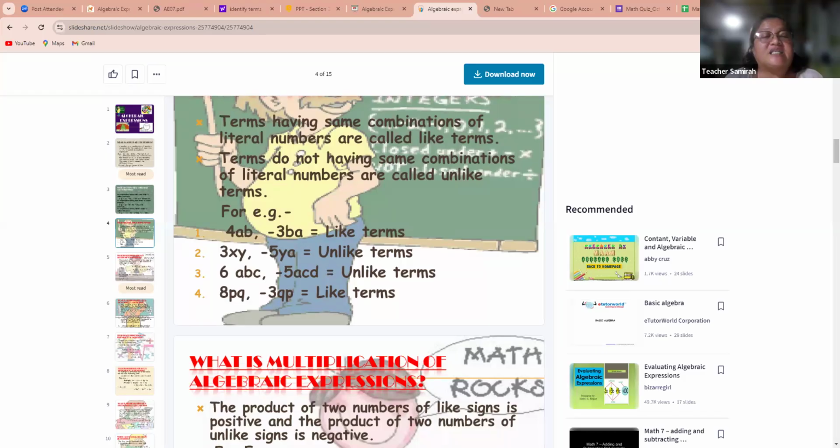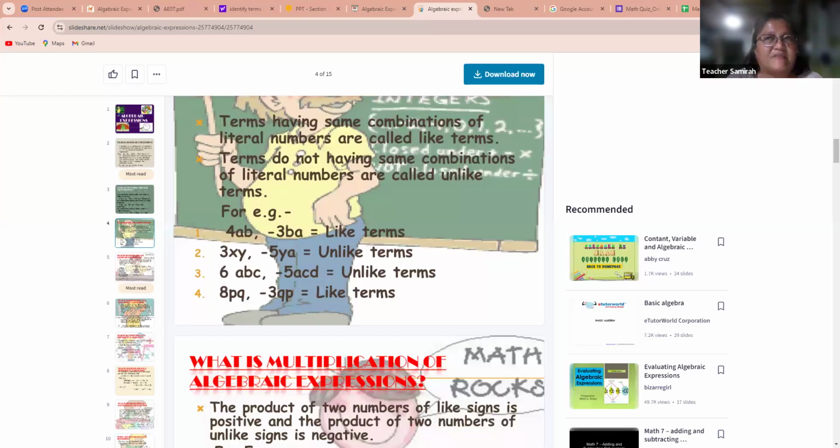Another one, 6abc and negative 5acd is also called unlike terms. While 8pq and negative 3qp is considered as like terms.